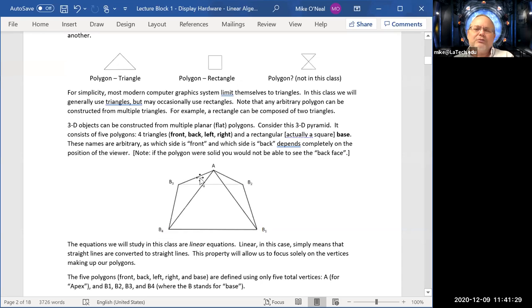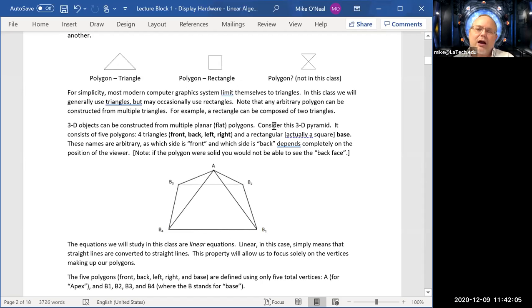Well, this pyramid is a 3D object. This 3D object consists of 4 triangles: the front triangle, the back triangle, the left triangle, and the right triangle. So 4 triangles plus, don't forget, a base. The bottom of this thing is the base. So it's 4 triangles and 1 rectangle is how this thing is set up.